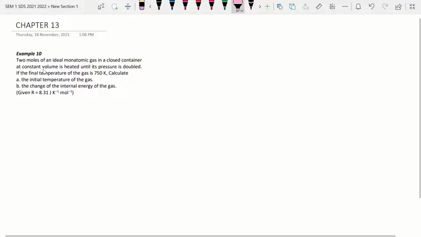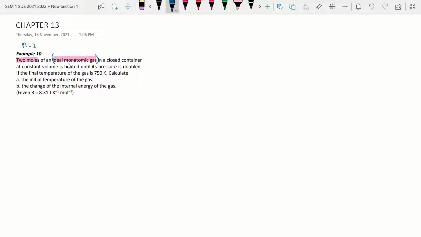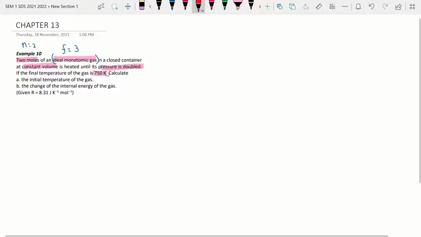Example 10. 2 moles of an ideal monoatomic gas. So n equals 2. An ideal monoatomic gas, so the number of degrees of freedom is 3. In a closed container at constant volume, it is heated until its pressure is doubled. If the final temperature of the gas is 750 K, calculate the initial temperature of the gas.